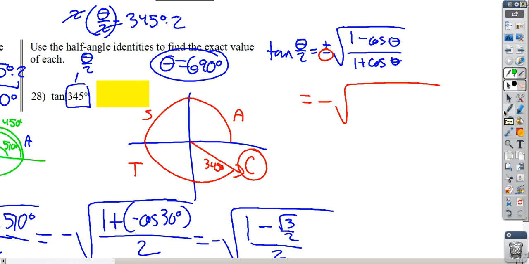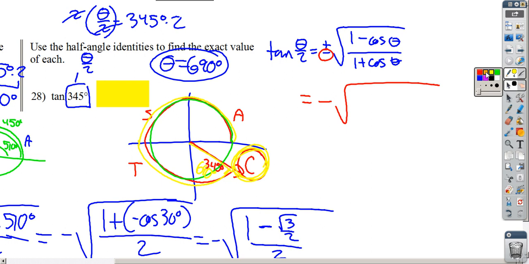So 690, well, we go all the way around, that's 360. And then if we go around again, that's 360. Here's 540. If we went all the way around, that would be 720. So we're going to stop short of 720. 690 puts us still in this fourth quadrant. So that means cosine is still positive there. Okay, so that's good to know.